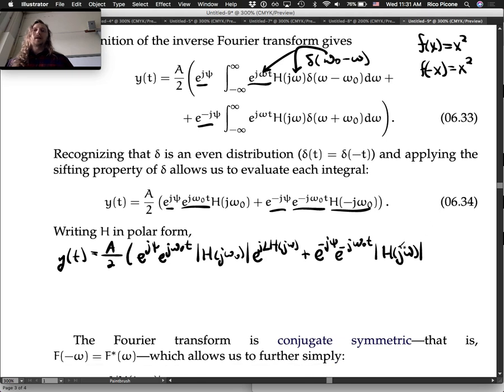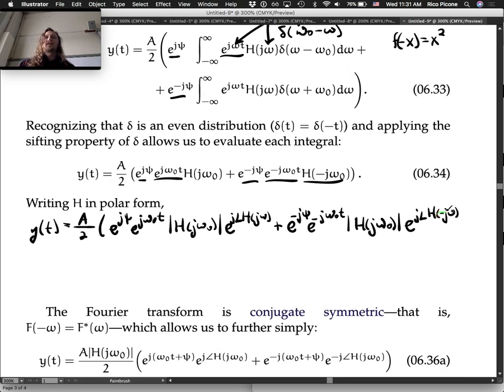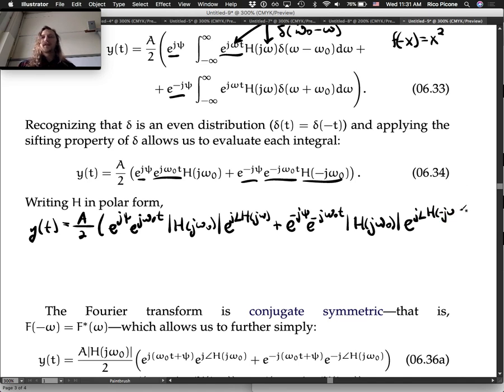So we don't have to worry about that. We can just use the same h of j omega, and it's omega naught also. E to the, and we don't know on this. So this is the angle. So this is e to the j angle of h of minus j omega. So let's think for a second about what that is, omega naught.